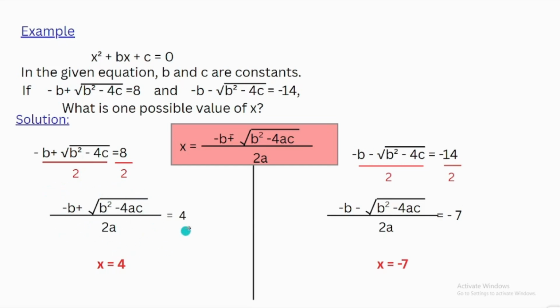So one of the solutions equals 4, and if we do the same in the other equation, minus b, this is another solution, the other solution for the equation, and we divide by 2 for both sides, and we get here the formula. Since a equals 1, we will get the right hand side equal negative 7. So this is the other solution for the quadratic equation. So now we have the two solutions, x equals 4 and x equals negative 7.